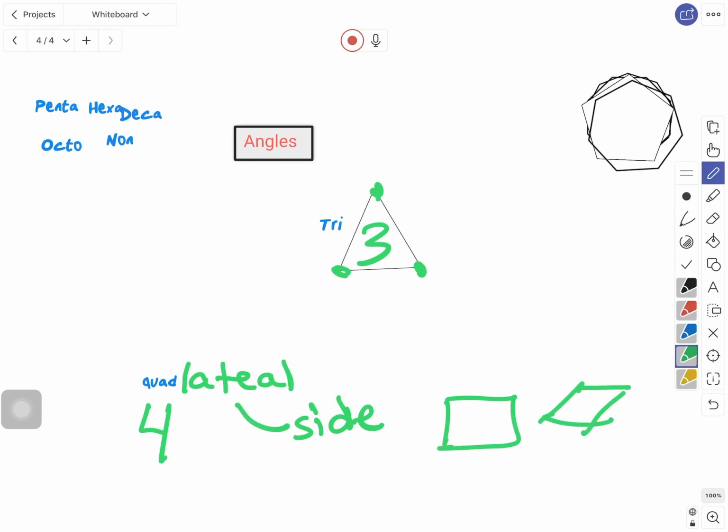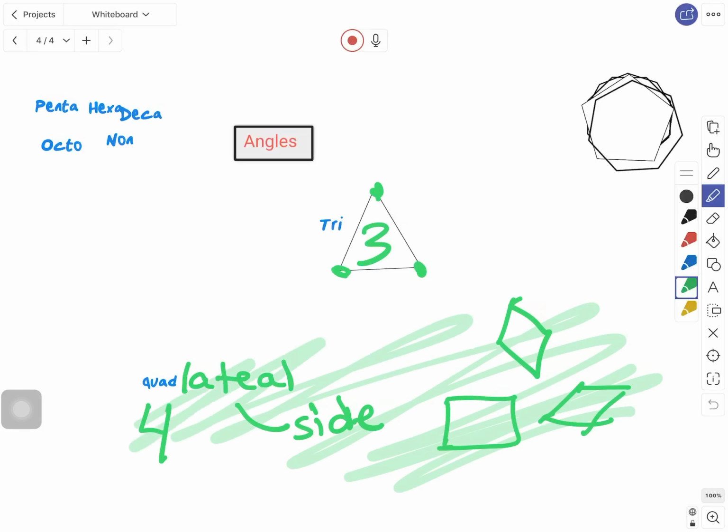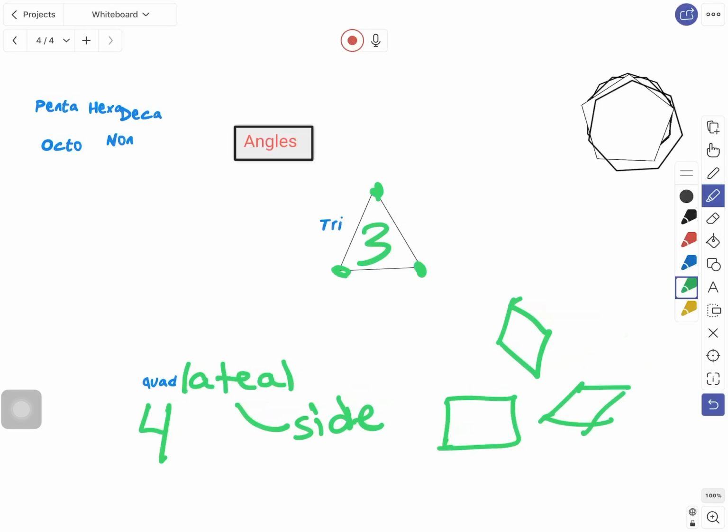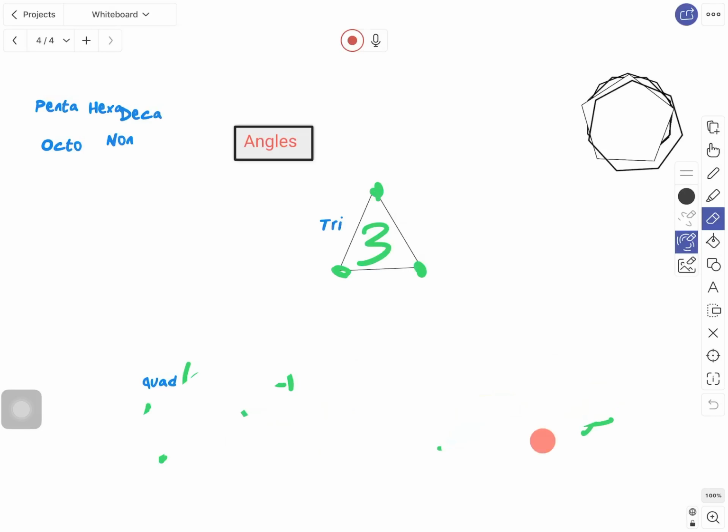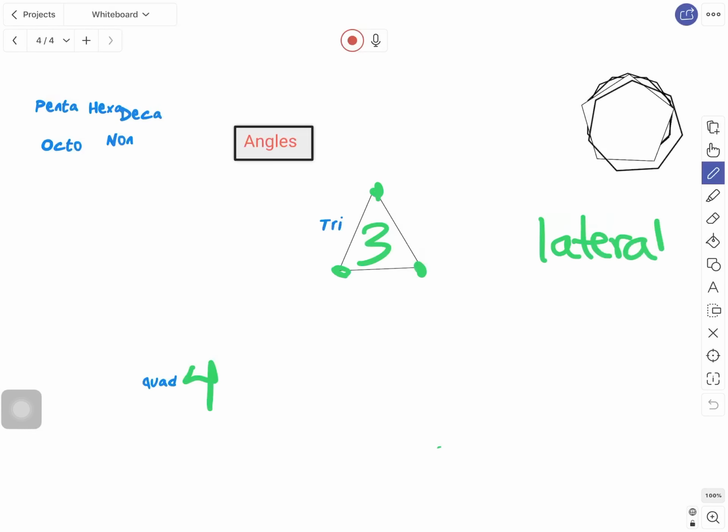You have some common ones that we will continue to discuss. Diamonds, any shape with 4 sides. That is what a quadrilateral means, because quad is 4. That is not the eraser. Here we go. So quad, anytime you see that root quad, it has something to do with 4. Anytime you see the word lateral, that root means side. Okay, let's keep going.